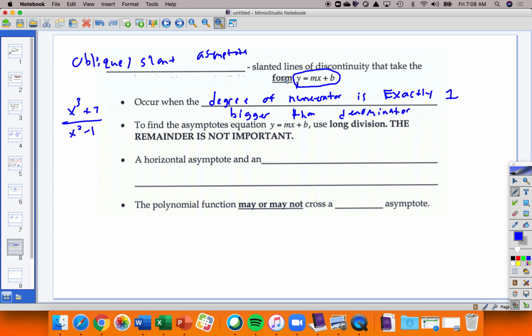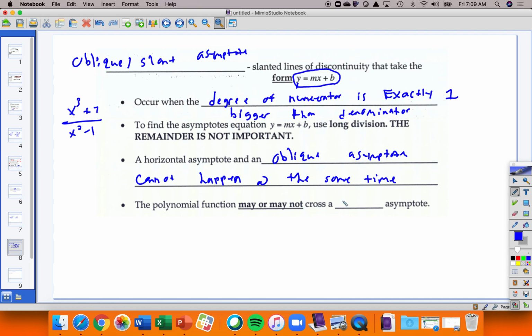A horizontal asymptote and an oblique asymptote cannot happen at the same time. Now, I'm not going to answer that. The question is why? Why can't it happen? Well, I'm going to ask you that, so I want you to think about that. Why can an oblique asymptote and a horizontal asymptote not happen at the same time?